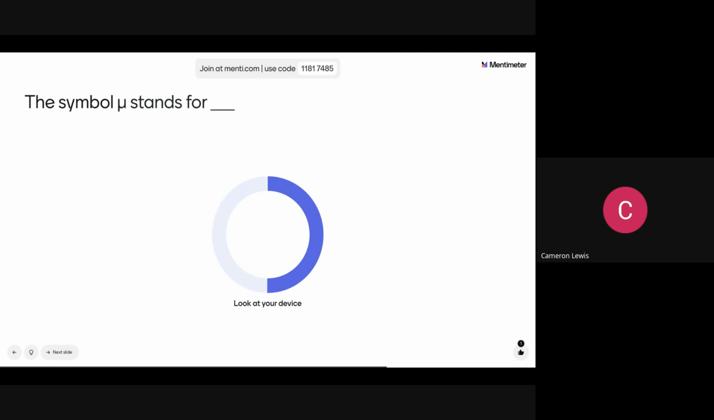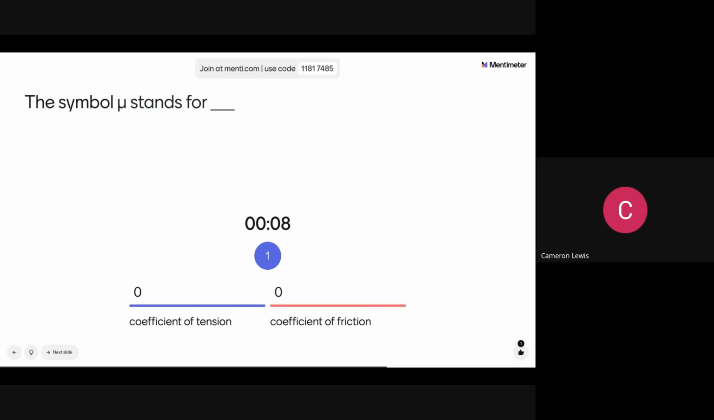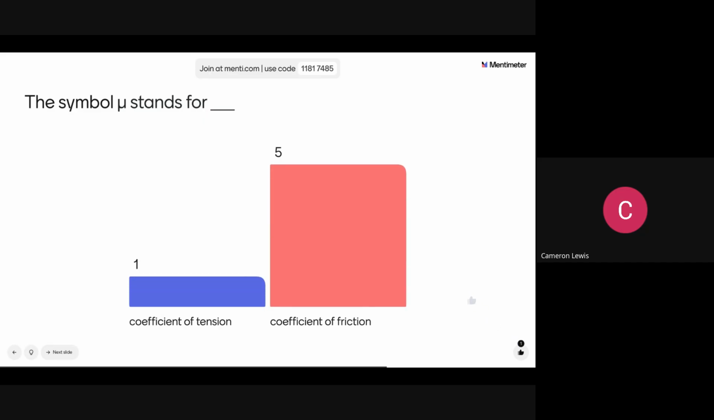What does this standard symbol stand for? This mu, the coefficient of tension or the coefficient of friction? Good, the coefficient of friction.